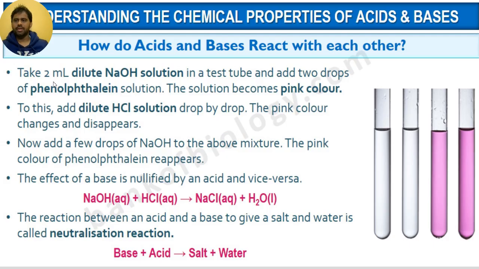So first we are taking 2 ml dilute NaOH solution in a test tube and adding 2 drops of phenolphthalein solution. The solution becomes pink clear. This is due to the presence of base NaOH. To this we are adding dilute HCl solution drop by drop. The pink color changes and disappears.